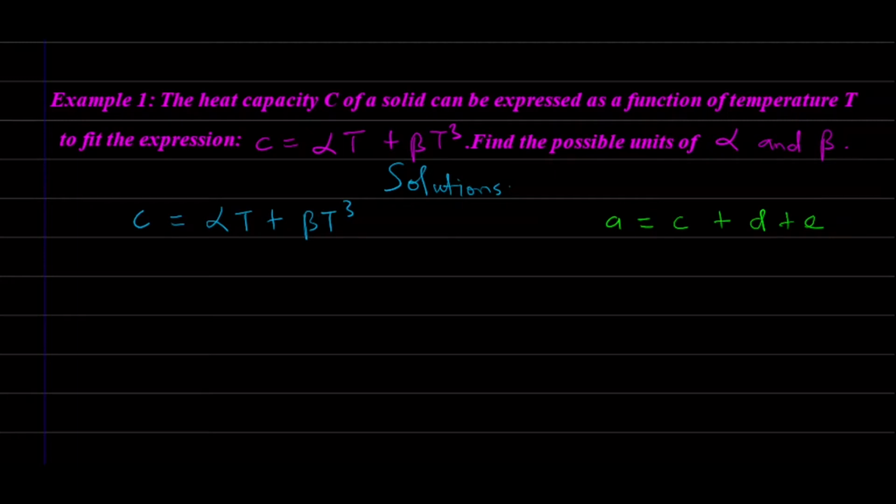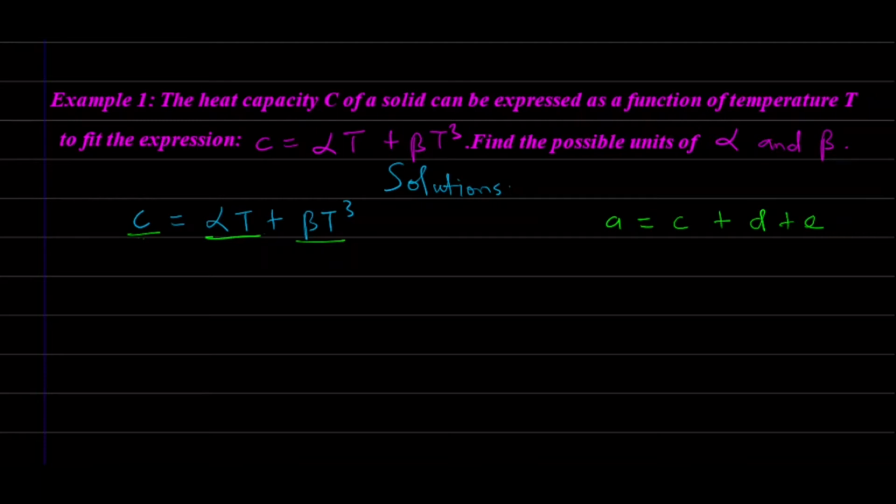Now, with this principle, we can solve this question, meaning that if this equation is dimensionally correct, the dimension of C is the same as the dimension and unit of alpha T and is the same as the dimension and unit of beta T cube. That is, the dimension of C is the same as the dimension of alpha T. The dimension of C is the same as the unit of beta T cube. And the dimension of beta T cube is the same as that of alpha T. That means all three parameters have the same unit and dimensions.